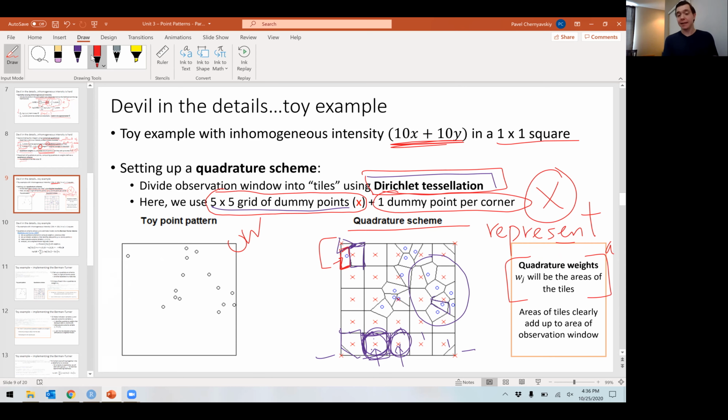And it's easy to see that if I add up the areas of all the tiles, I'm just going to come back to how big my original square was, because I'm just taking that space inside the square and dividing it up according to what point, either dummy or data, is my closest point. Sometimes it gives me a small square. Sometimes it gives me something that looks more like a triangle, or even more generally a polygon.